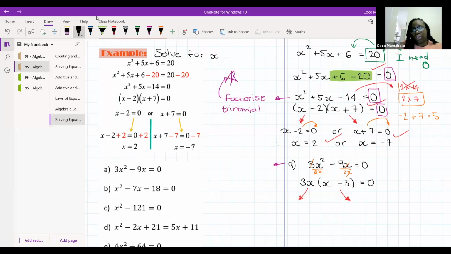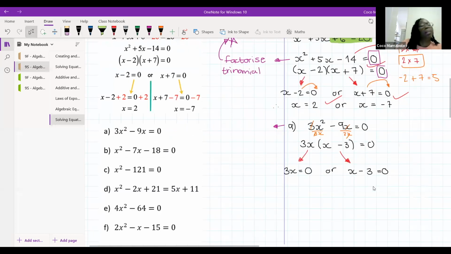So my first one is going to read 3x is equal to 0, or x minus 3 equals 0. Let's solve for this first one. What do I need to do to get x on its own? Remember, my answer must read x is equal to something. You must divide by 3 on both sides. What is 0 divided by 3? It's 0. Or x is equal to what? 3.